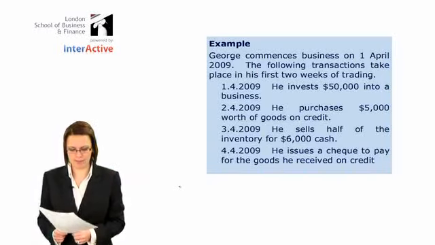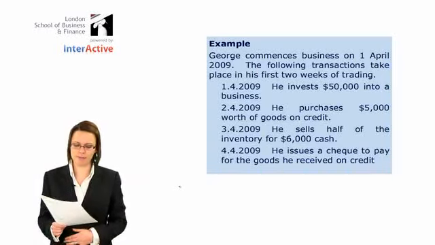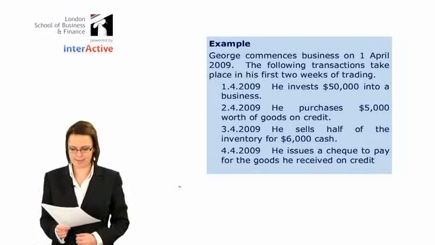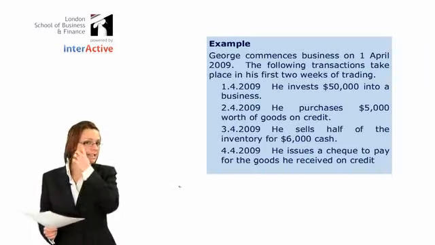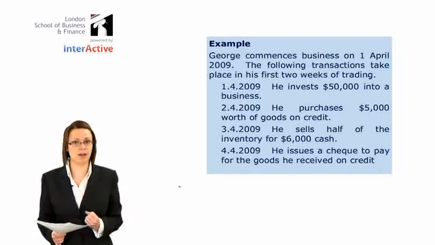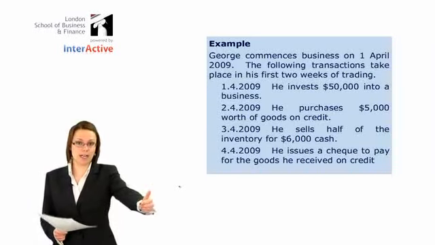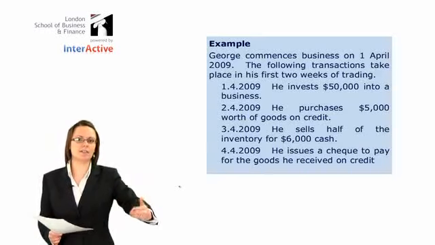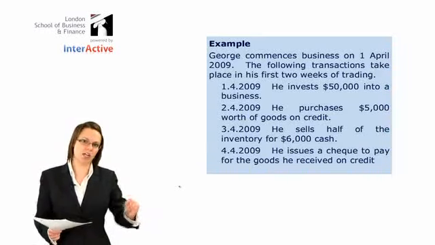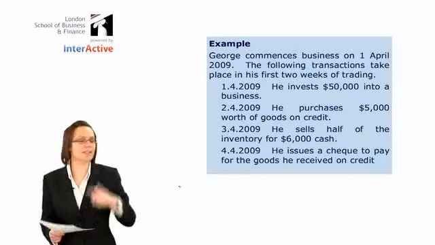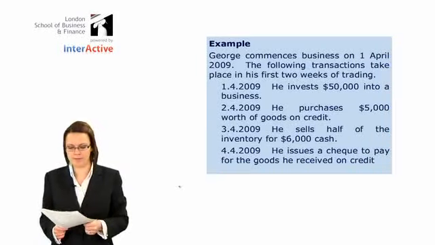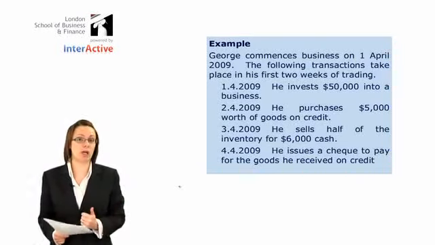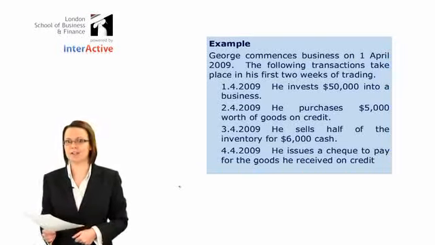The 4th of April then. On the 4th of April 2009, he issues a cheque to pay for the goods that he received on credit. So now he is settling the amount that he owes to his supplier. He owed them $5,000. He is now settling that debt by writing a cheque and giving it to his supplier. He's paying for those goods now. So we would need to think about the dual effect for paying for those goods that he purchased earlier on the 2nd of April.